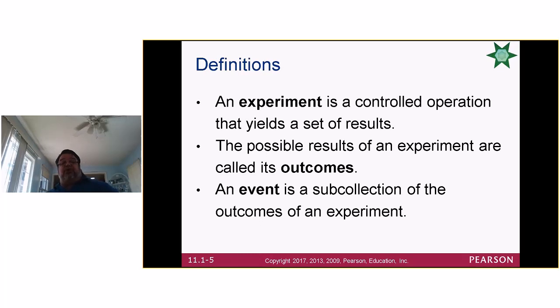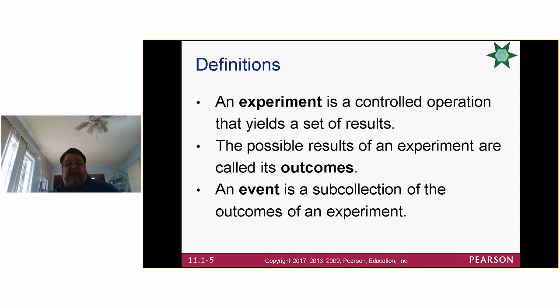The possible results of an experiment are called its outcomes. An event is a subcollection of the outcomes. So an outcome is what happens when you do an experiment. Okay? Result of the experiment. Let's say it takes a mouse 10 seconds to go through a maze, then that's the outcome.